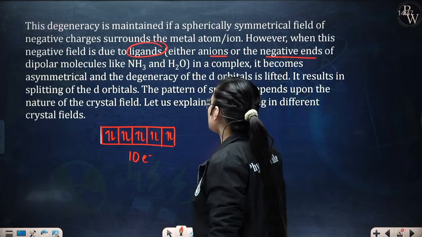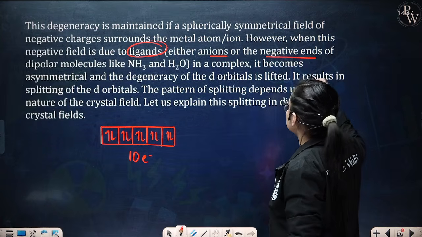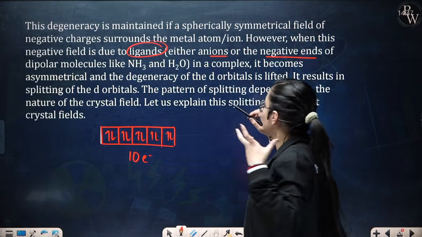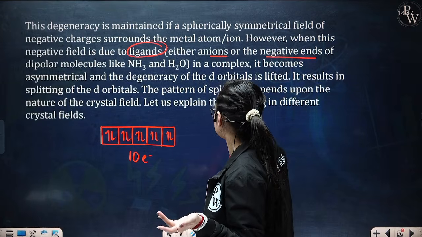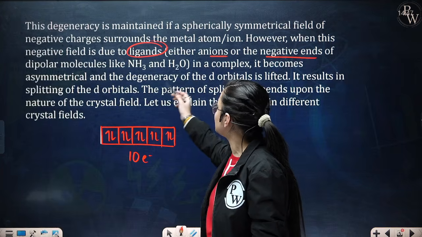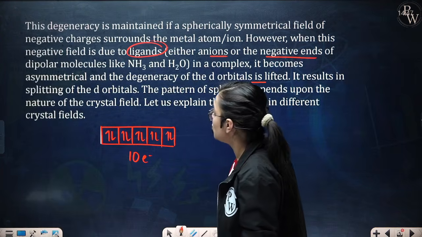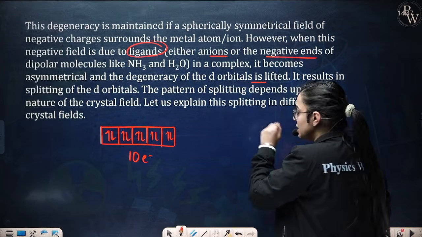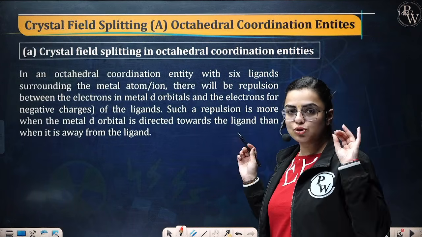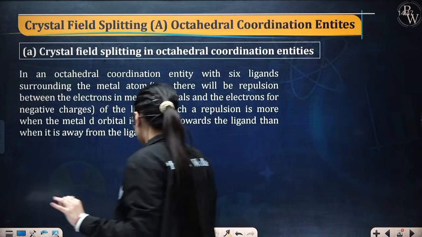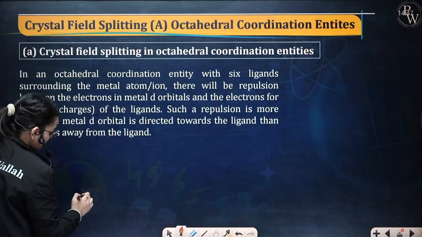Great. Now students, some examples have also been given over here, which you can see in a complex. It becomes asymmetrical and the degeneracy is lifted. Now to explain what is written over here, let us see the case of an octahedral complex. When I am talking about an octahedral complex, just observe very carefully.